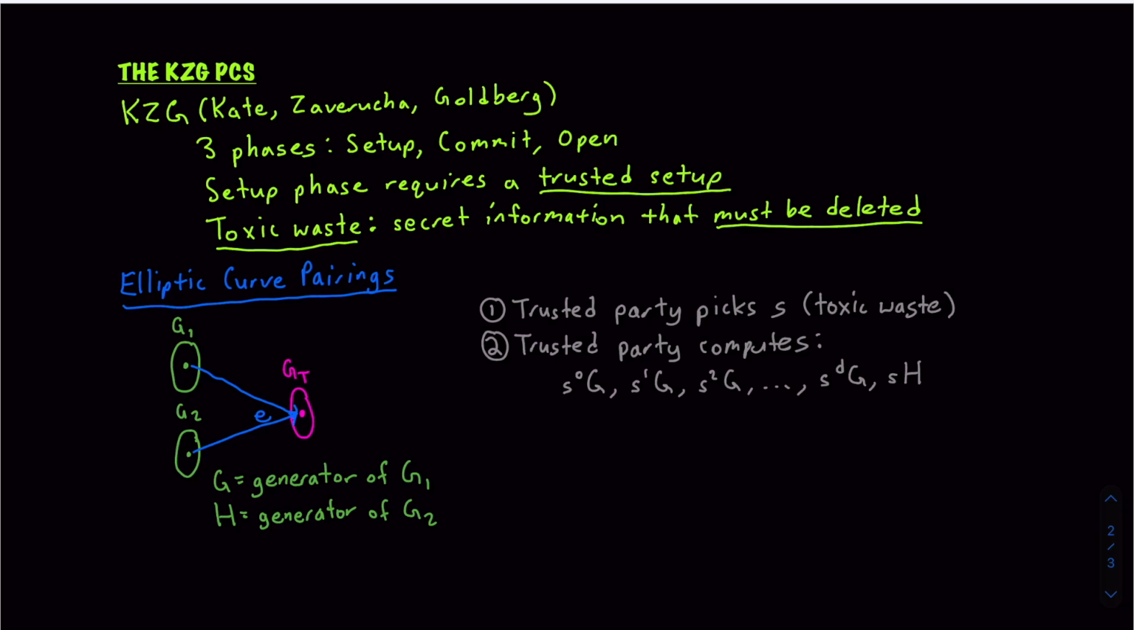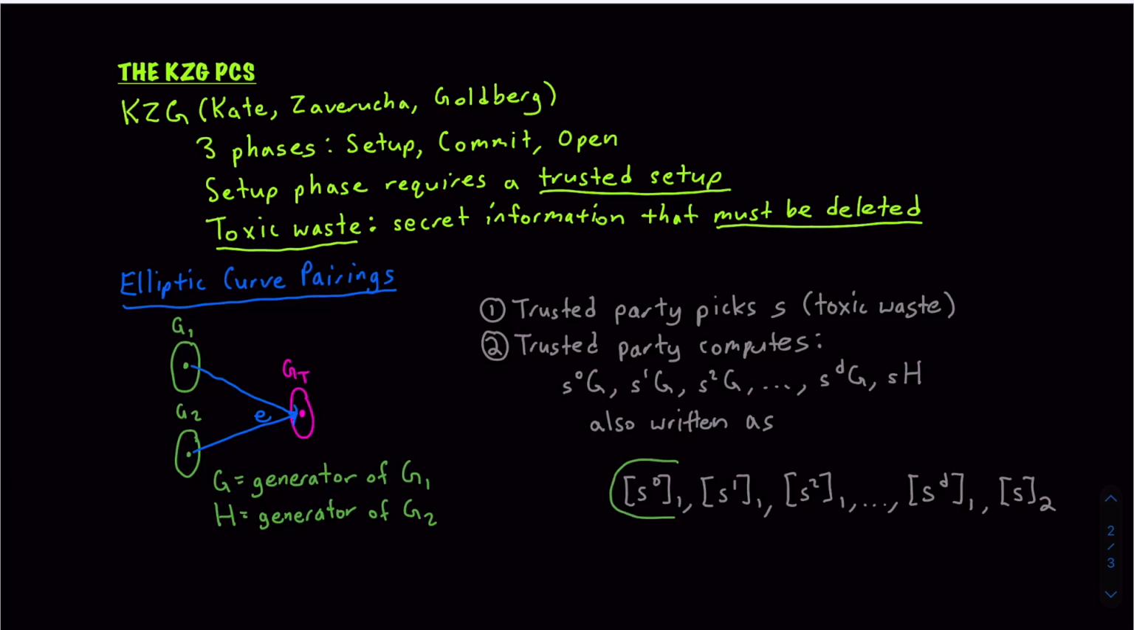PCS. In summary, the trusted party produces s to the power 0 sub 1, s to the power 1 sub 1, all the way up to s to the power d sub 1, and s sub 2. Here, the notation s to the power i sub 1 means s to the power i times g, and s sub 2 means s times h. The subscript 1 or 2 indicates which generator and therefore which group is used.